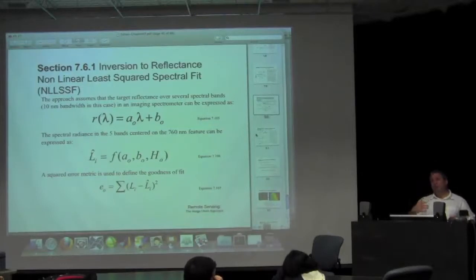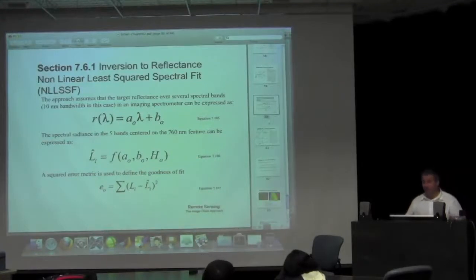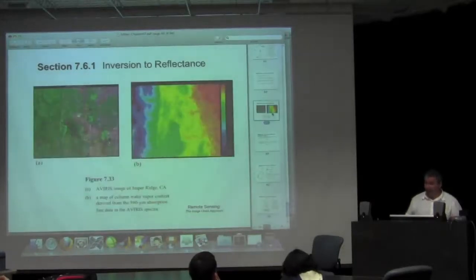So there's a bunch of papers in the literature of techniques like this that people have used and have got other auxiliary data. There's hundreds of papers out there about water vapor extraction from these sorts of data.